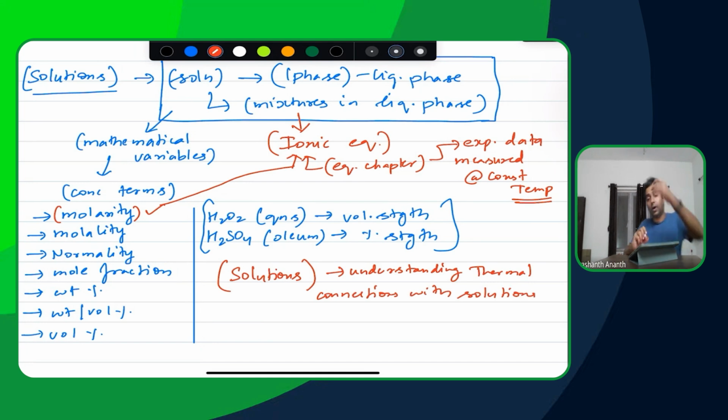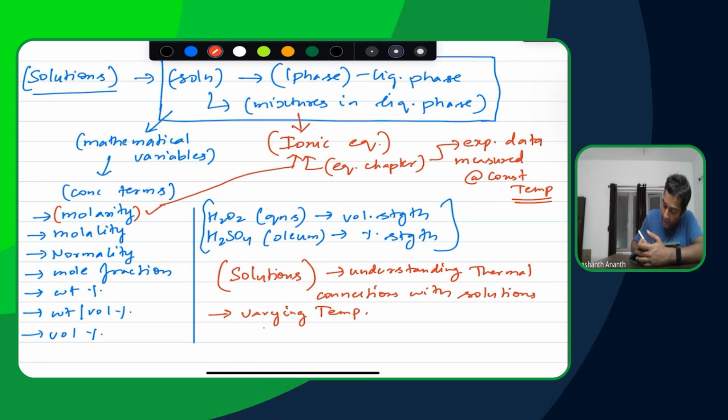So when you want to understand the thermal connection with solutions here, what do you now do? You basically go into the next aspect, which is directly going to be the next set of mathematical functions which you're going to be doing. So here you're going to be varying temperature.